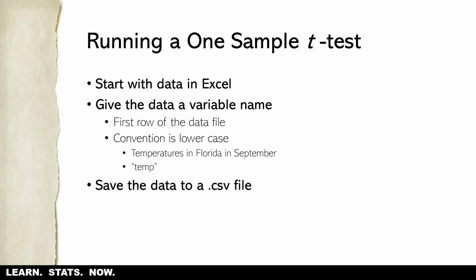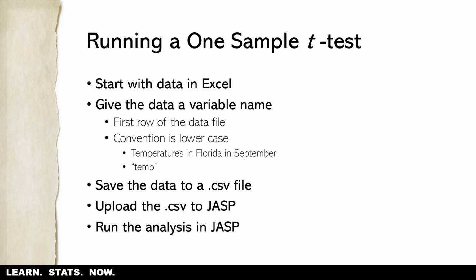Okay, and then we're going to save the data to a CSV file. You can do that in Excel. And then we upload that CSV file to JASP. And then we run the analysis in JASP. So the data actually start in Excel and then migrate to JASP for the analysis.